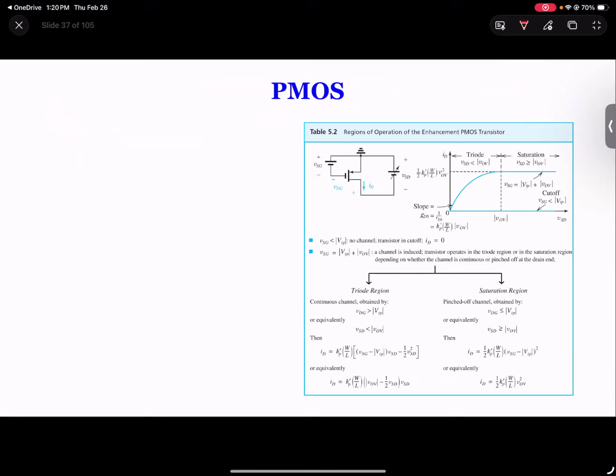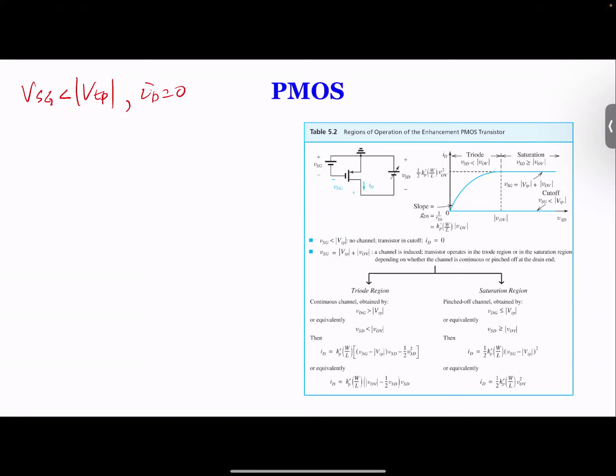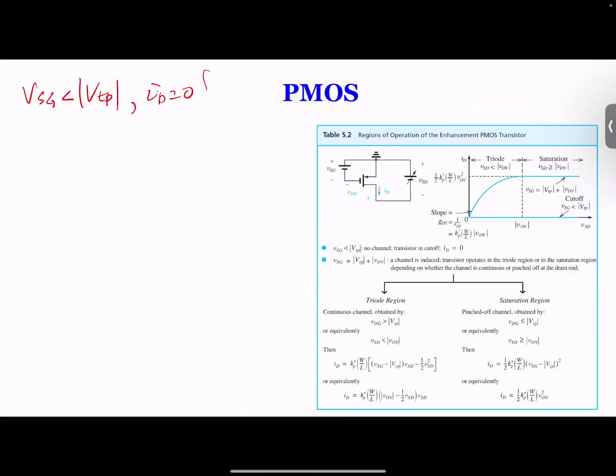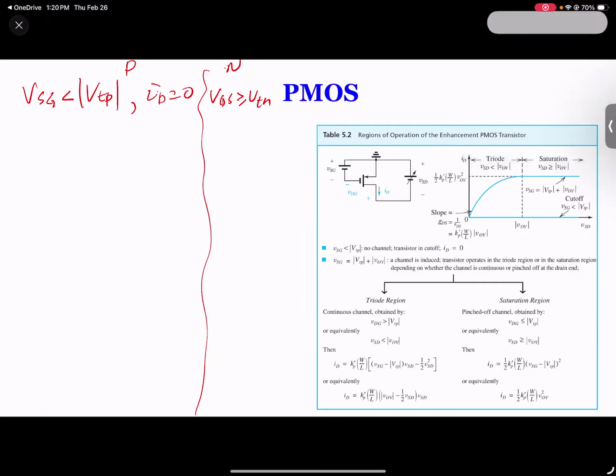I can rewrite it just for you guys to review. So VSG less than the absolute value of VTP, there's going to be no current. I have a comparison between PMOS and NMOS. Maybe I can write it down here so you guys would have a better understanding. So this is P, this is N. So for N, what you have is VGS less than VTN for zero current. Just write them to be consistent. Okay, so that's zero current.